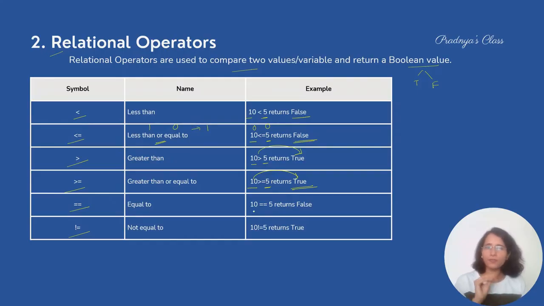Now let's check the result of the fifth operator. It is the equal to operator. 10 is equal to 5. No, 10 is not equal to 5. That's why we are getting answer false. Now the last one is not equal to. 10 is not equal to 5. Yes, 10 and 5 both are different numbers. It is not equal. That's why we are getting answer true. Don't get confused between this equal to operator and this comparison operator, double equals. This is an assignment operator which is used to assign the value, and this is a comparison operator. It will give result true or false. Now we are well acquainted with the relational operator which we will use in the conditional statement.